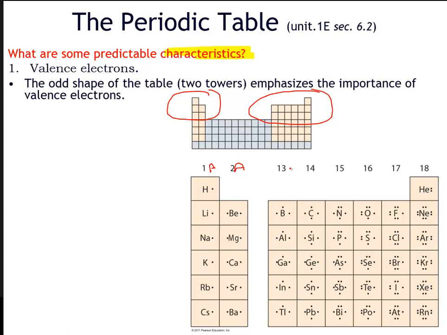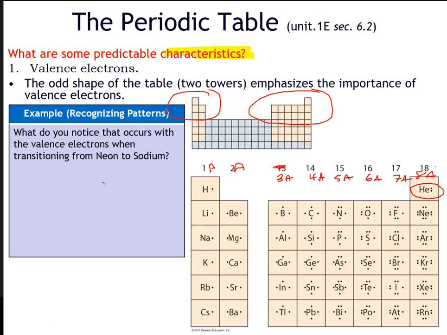So here's 2A. They have two valence electrons. This is 13 or 3A, and this is 14 or 4A, 15 or 5A, 16 or 6A, 17 or 7A, and then finally 18 or 8A. You can see as you go from left to right on the periodic table, the number of valence electrons increases up to 8 valence electrons, with the exception of helium, because helium is in period 1 with one orbital. You can only fit 2 electrons, right?